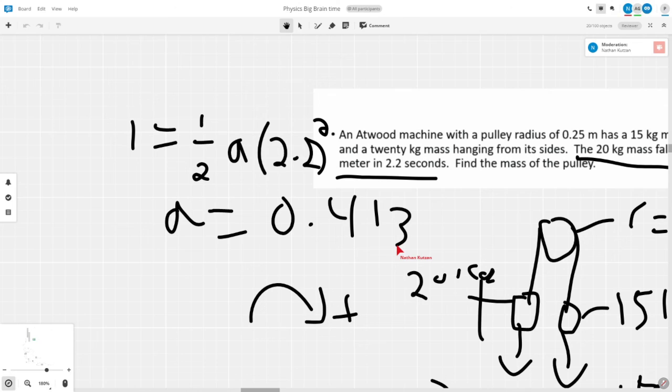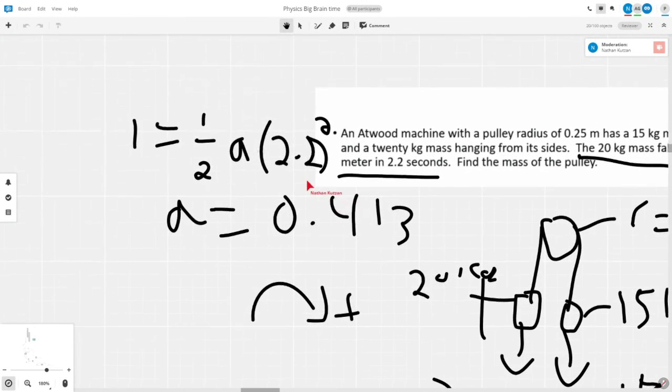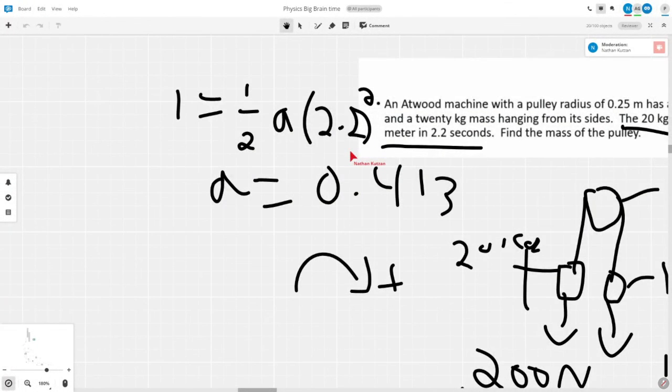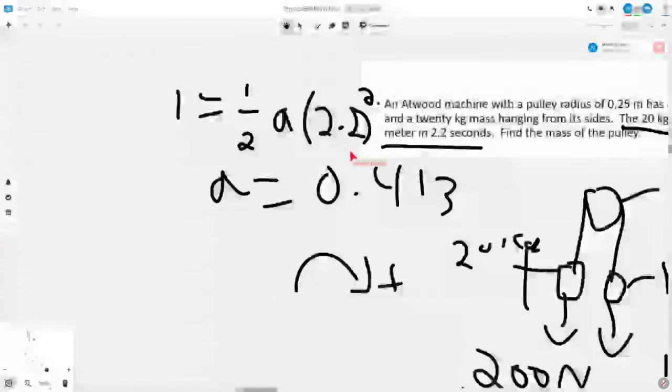So if anyone remembers back to rotational analogs, how do we change the linear acceleration to angular acceleration? We have the linear acceleration now, 0.413. We need to get the angular. You just divide it by the radius.